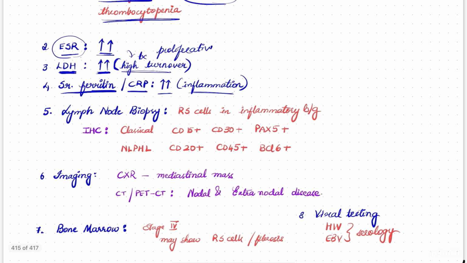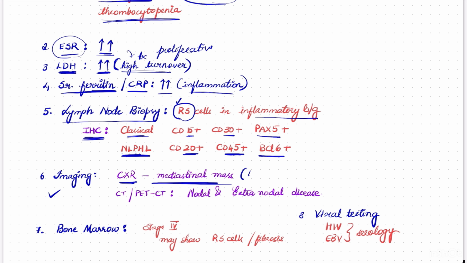Whenever a lymph node biopsy is done, the histopathology will show the disease-defining cell, that is the Reed Sternberg cell, in an inflammatory background. And when you perform immunohistochemistry, the classical ones will show positivity for CD15, CD30, PAX5, as we have discussed in the classification, and the non-classical ones, that is the nodular lymphocyte predominant Hodgkin lymphoma, will show positivity for CD20, CD45, and BCL6.